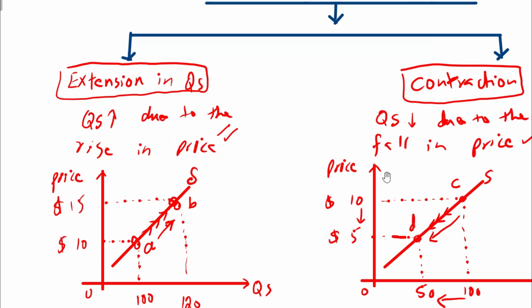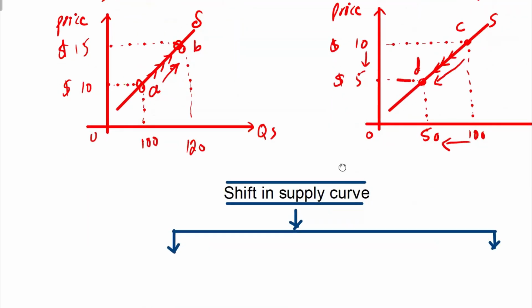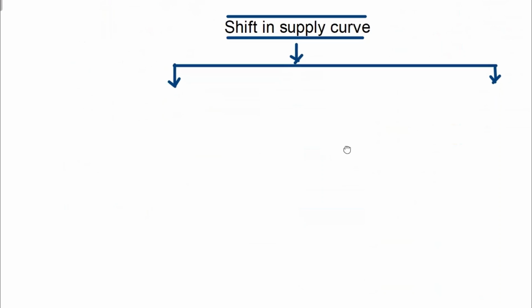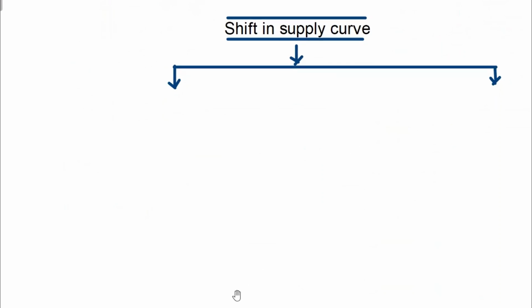So this is really a simple concept, and I believe Zainab, you understand that. And now moving to the next thing, that is shift in supply curve. Shift in supply curve is caused by the changes in non-price factors, right?